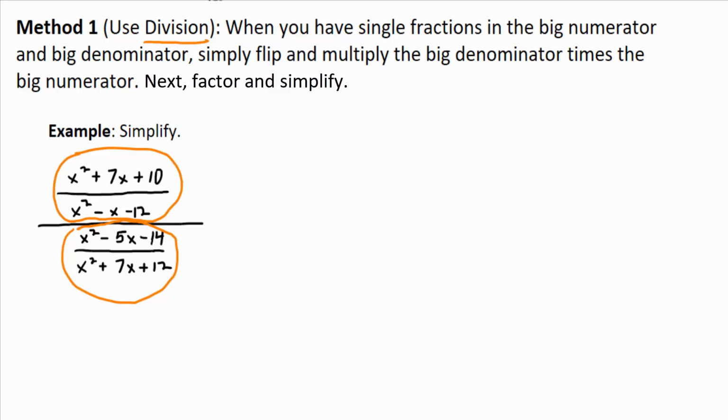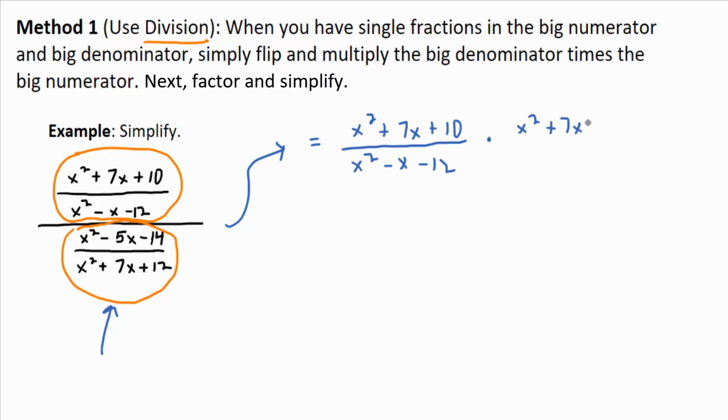The good news is you've seen this kind of problem already. I'm going to work up here. I'm going to leave the big numerator alone: x squared plus 7x plus 10 over x squared minus x minus 12. And then I'm going to take this denominator, which is a fraction itself, and flip it and multiply. So I get x squared plus 7x plus 12 on top, this denominator on top, this numerator on the bottom. On the bottom here, I get x squared minus 5x minus 14.